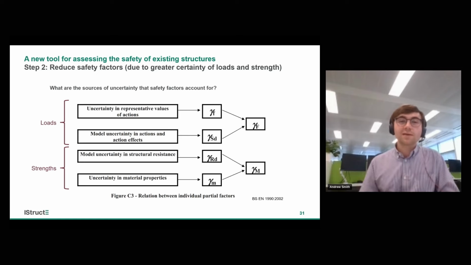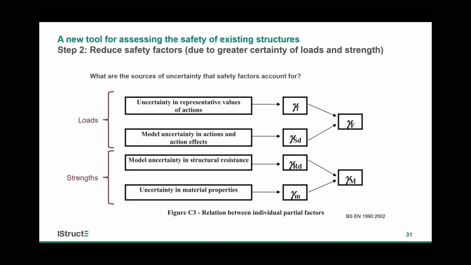There's one part which is about uncertainty in the actions themselves or in the material properties themselves. But then for both of them there's also a component called the model uncertainty, and that's really down to the simplifications in our analysis methods and how well we can model the actions themselves or the effects of actions.